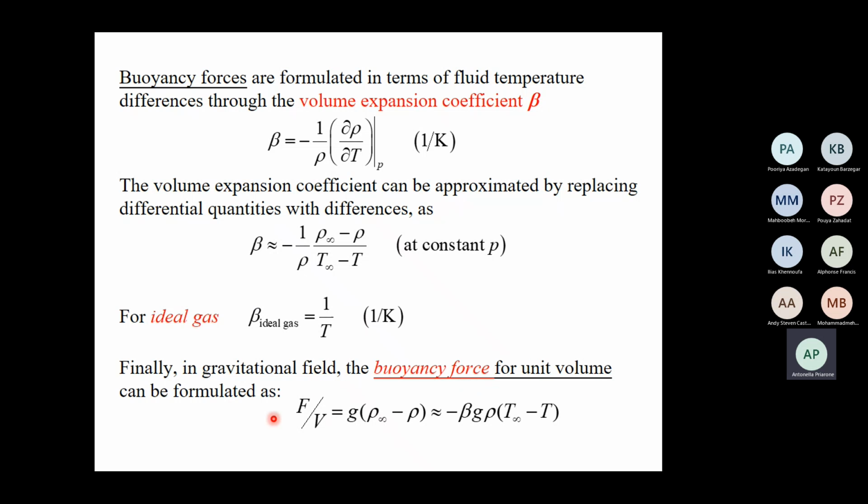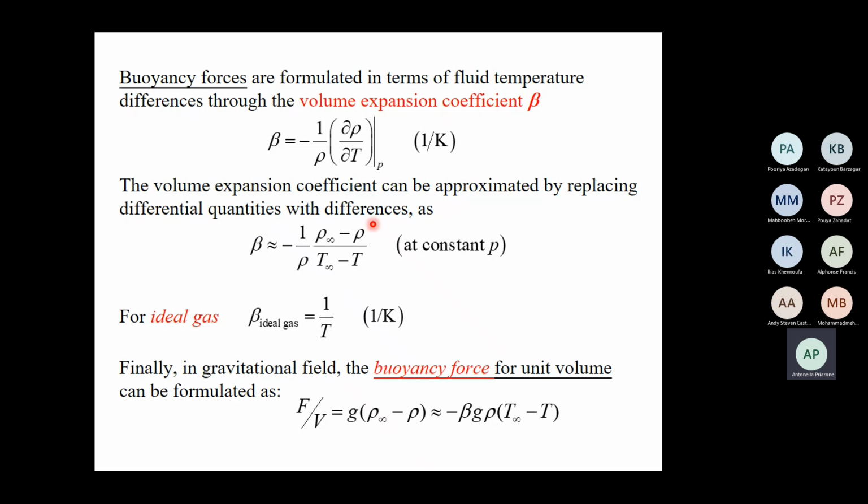The buoyancy force is the force that acts on a fluid to move it up in a gravitational field. Obviously, the buoyancy force depends on the density difference. In a gravitational field, zones at different temperatures means zones at different density, means motion of the fluid, because the lower density fluid rises up and the higher density fluid goes down. The buoyancy force per unit volume is nothing else than g multiplied by the density difference.